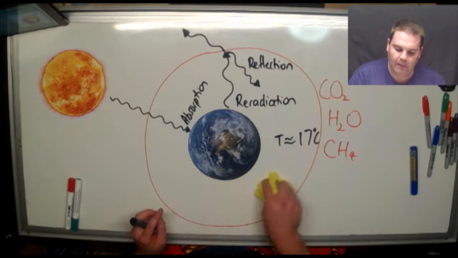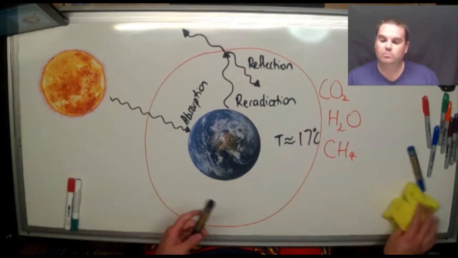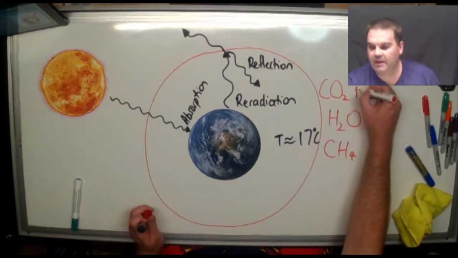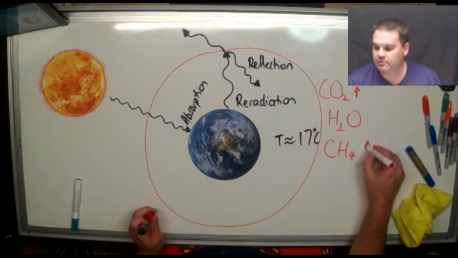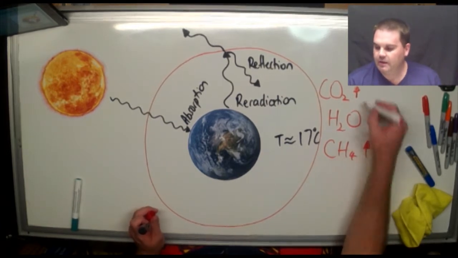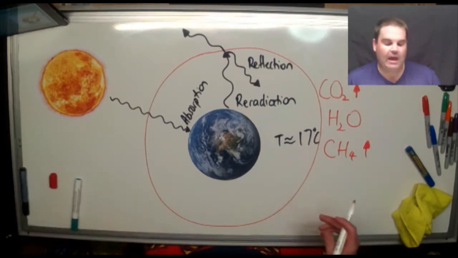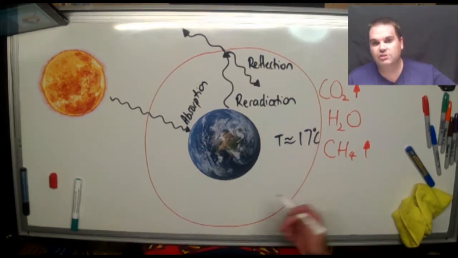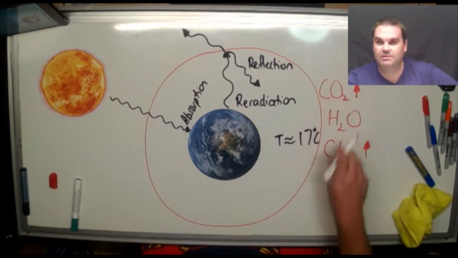Okay? The problem is that in recent years, what we've done is we have increased, in particular, the carbon dioxide concentrations and the methane concentrations. Carbon dioxide is the one that really gets focused on a fair bit, okay? And that comes from burning of fossil fuels, from combustion engines, deforestation, all of those sorts of things. So we're increasing the amount of CO2 in the atmosphere.